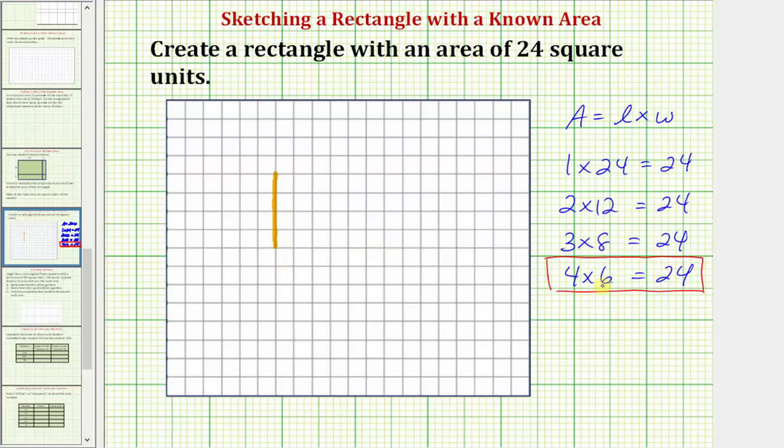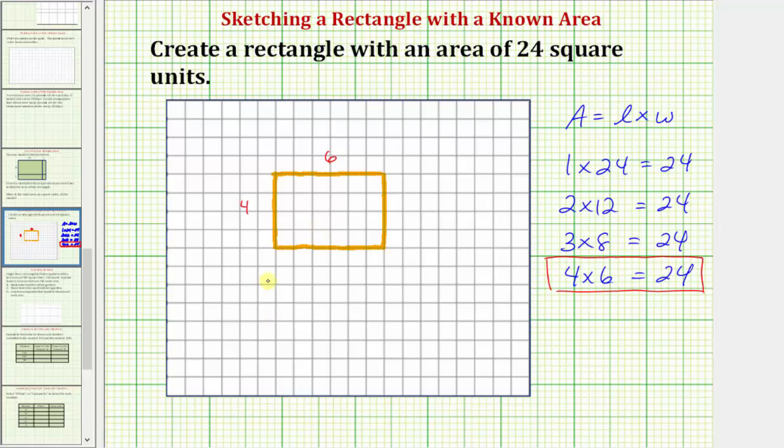And now the adjacent sides must have a length of 6 units, which would look like this. And we know the opposite sides have the same length, and all the interior angles must be right angles. So a 4 by 6 unit rectangle would look like this. Again, this length is 4 units, this length is 6 units, and therefore the area is equal to 4 times 6, or 24 square units, which if we wanted to, we could count the number of squares inside the rectangle.